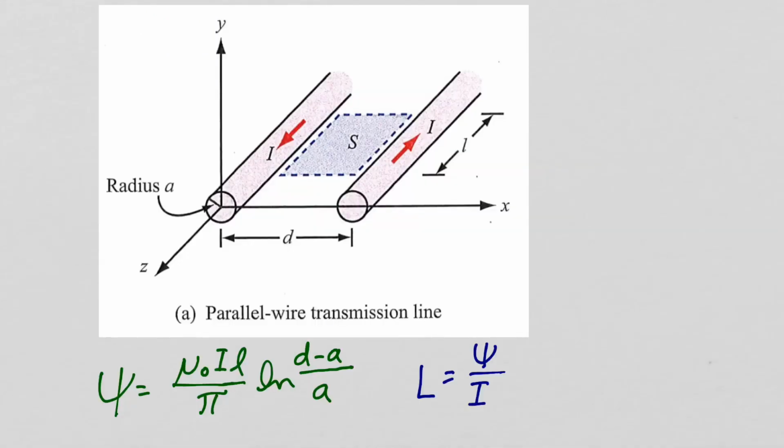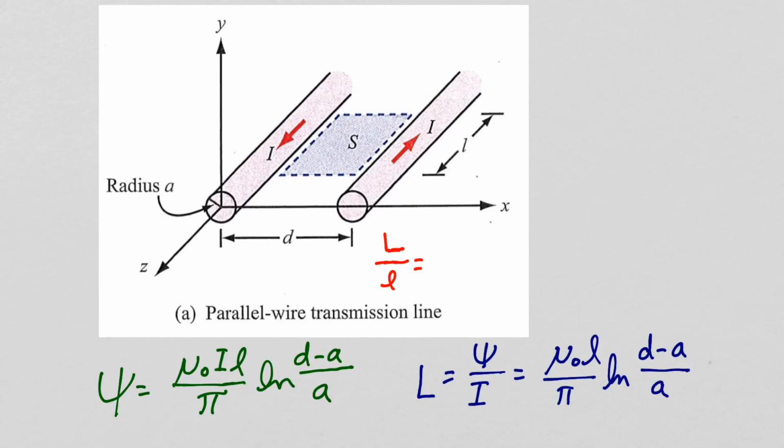The flux linkage is the same as the flux in this case, so the inductance of a segment of length L of our transmission line is this magnetic flux divided by I, or mu 0 L over pi, the natural log of d minus a over a.